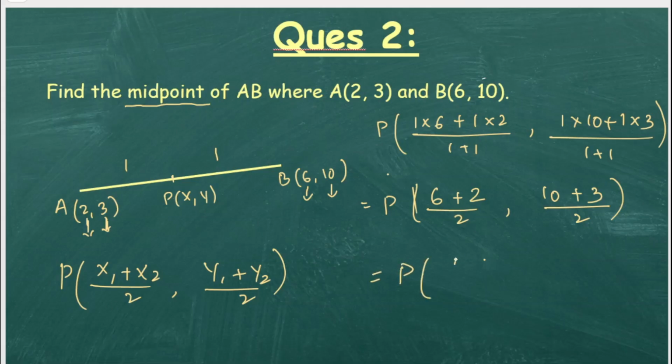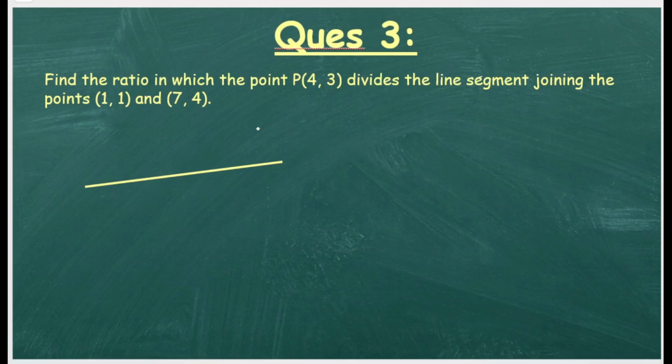So it gives me 6 plus 2 is 8 divided by 2, 10 plus 3 is 13 divided by 2. So 8 divided by 2 is 4 and 13 divided by 2 is 6.5, and these are the coordinates of the P point. Next question will be, find the ratio.